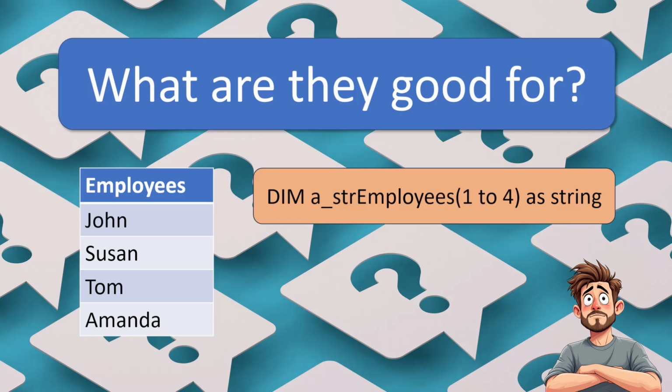By using the dim command word followed by the name we wish to give the array, then range of dimensions of the array. In this case, one dimension from elements 1 to 4, all of which are to hold string data.